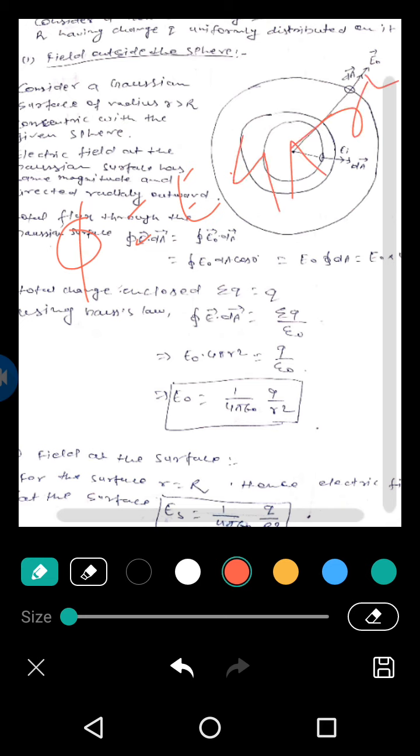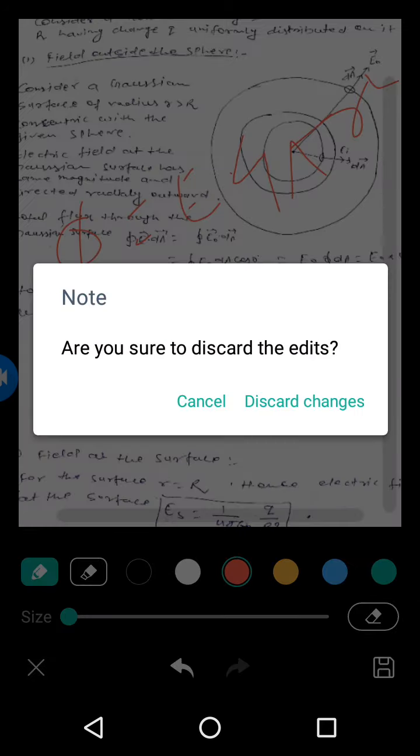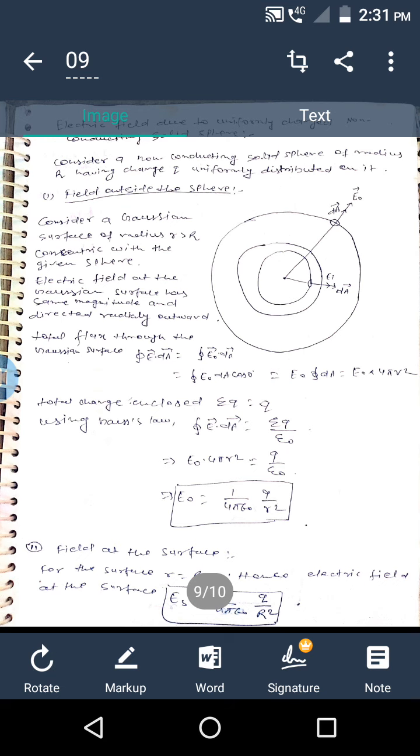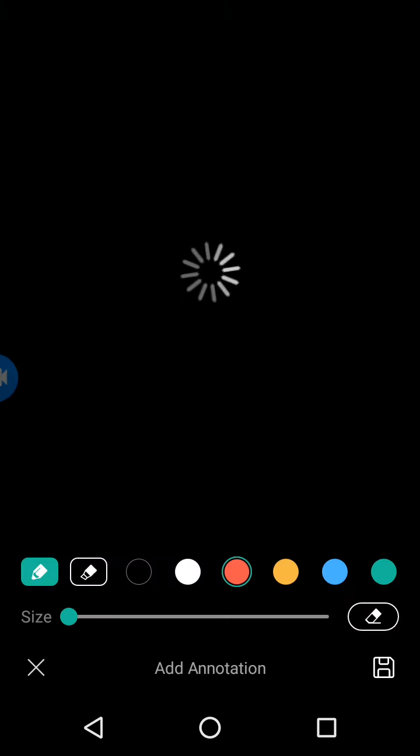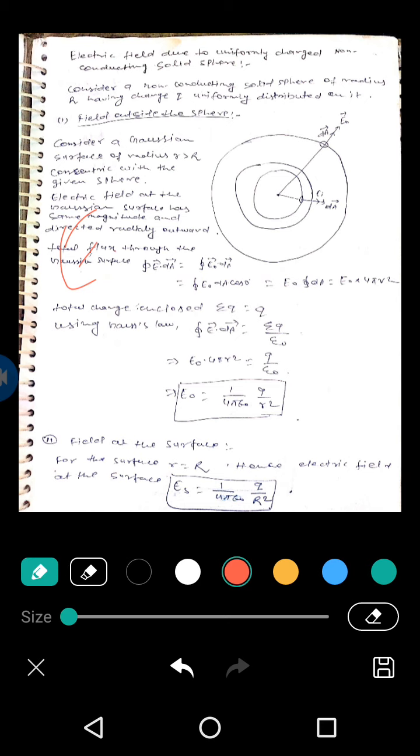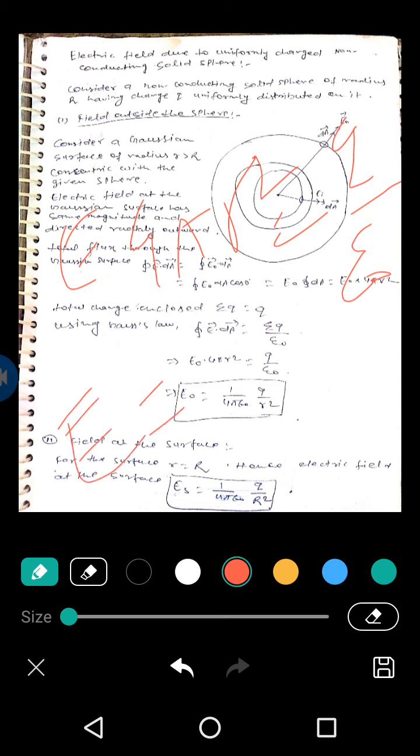Now using Gauss law, phi equals charge enclosed upon epsilon naught, and the total flux is E into 4 pi r square. Here phi is E into 4 pi r square, and this equals Q upon epsilon naught. That's why electric field outside E equals KQ upon r square.